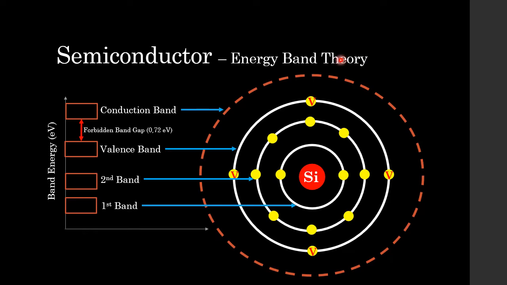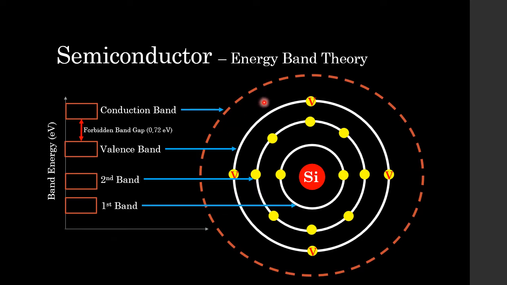Here we have the energy band theory. Again, we have our silicon atom, the two inner shells, which are the first and second band. You can see their band energy is quite low. And then we have the valence band, which is the outer shell containing our 4 valence electrons. And finally, the conduction band, and between the valence band and conduction band, we see what is called a forbidden band gap. That forbidden band gap basically means that you won't find any electrons in the space.